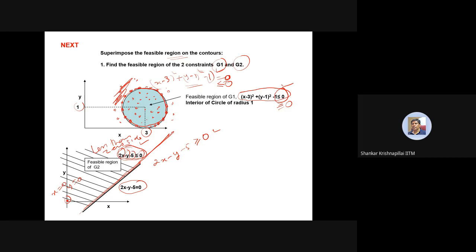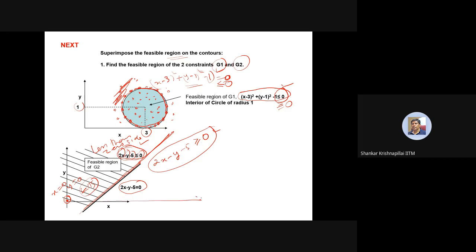So how you know that is by sampling one point. You take one xy point on this left side and substitute in the equation of the line and see if the right hand side is less than 0. Since you got minus 5, this is the area we want. Then automatically the other side is where 2x minus y minus 5 is greater than 0. That also you can check.